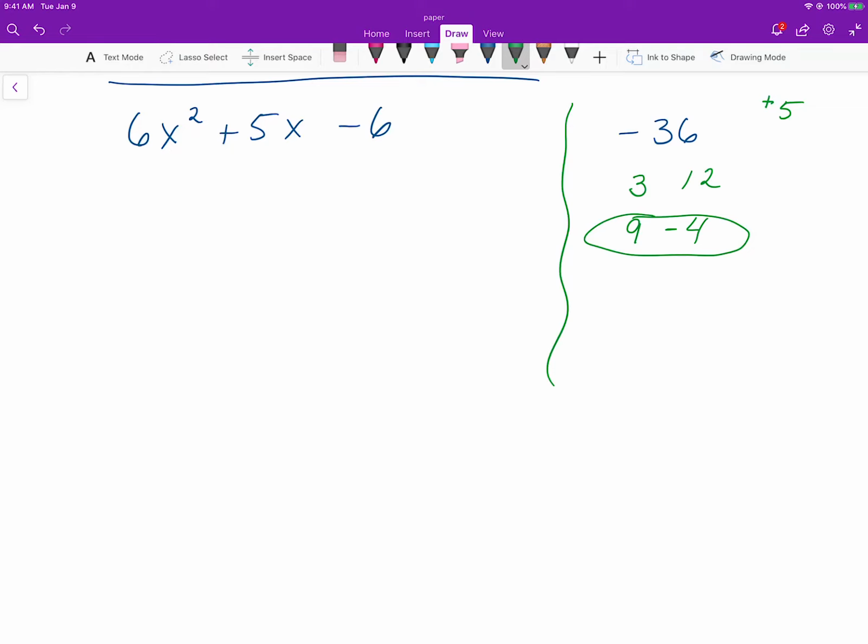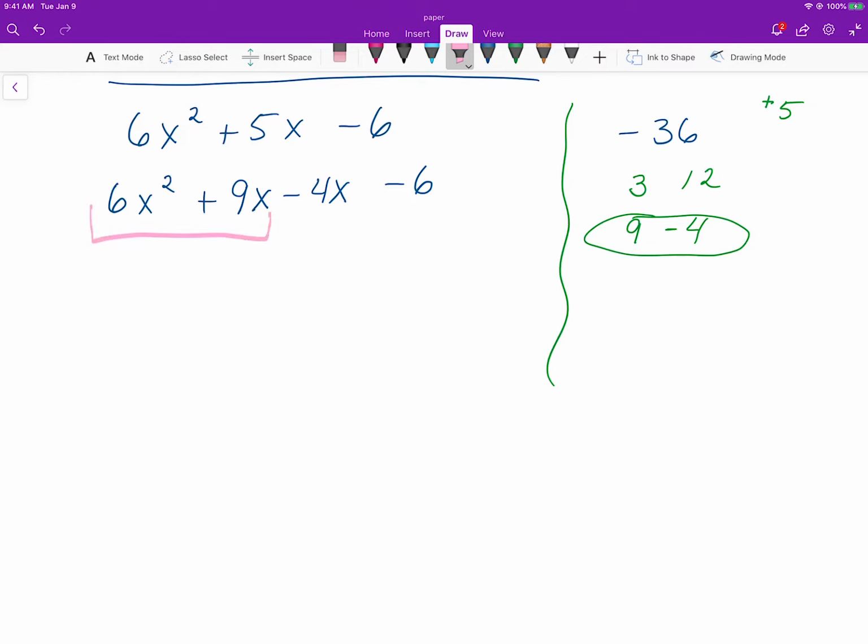I'm going to rewrite this quadratic and break up the middle terms with these two numbers we just found on the side. So we're going to have 6x squared plus 9x minus 4x minus 6. And I just split up the middle terms with my two factors on the side.